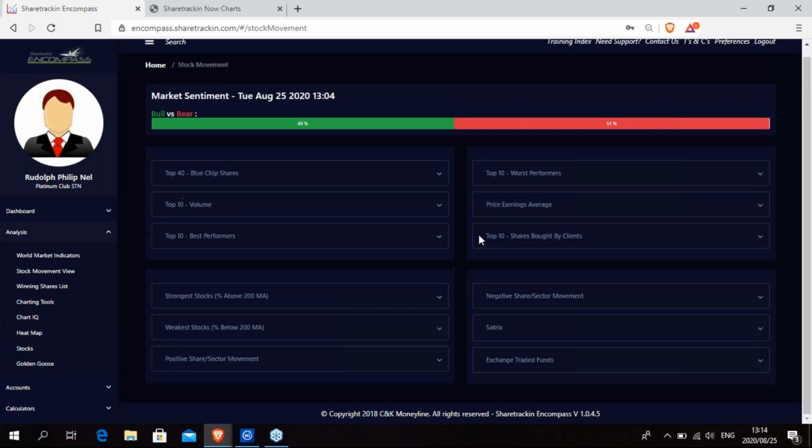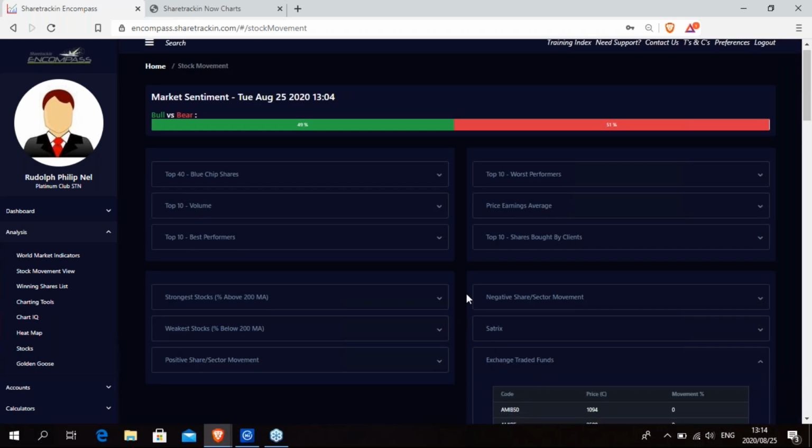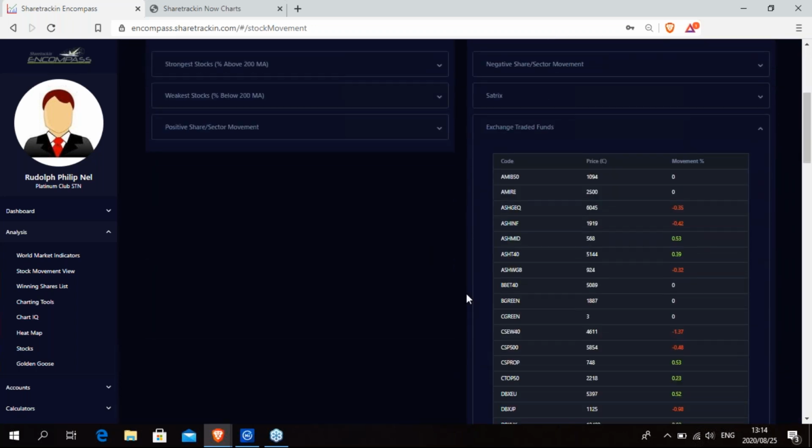So I think it might be possible to do that as well. Then underneath that, you get your exchange traded funds. Now ETFs, you'll also be able to trade on the software, but exchange traded funds is more for people that are just starting off with trading.